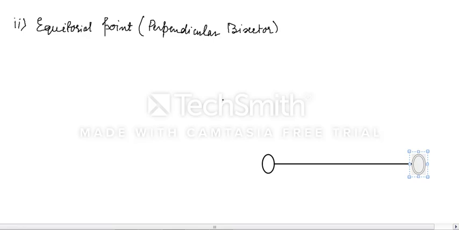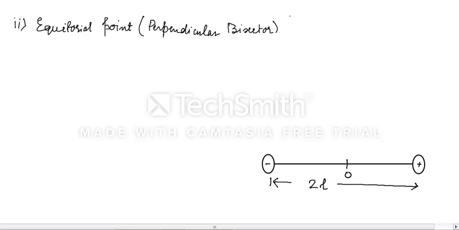So there are two charges. Let us say this is a negative charge and this is a positive charge. And we know that the distance between them is 2L. Let us consider this to be the central point O.